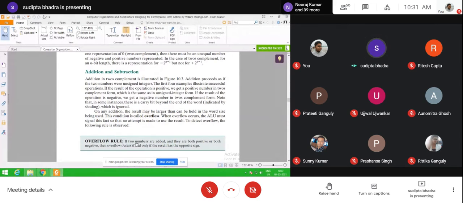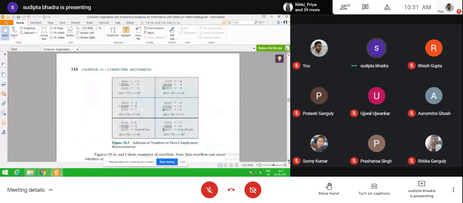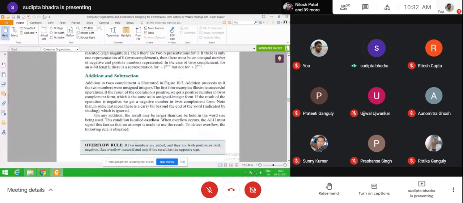Now there is an overflow rule: if two numbers are added, and they are both positive or both negative, then overflow occurs if and only if the result has the opposite sign. Means two positive numbers are added and we get a number with a negative sign, or two negative numbers are added and we get a number with a positive sign. Then there is an overflow.